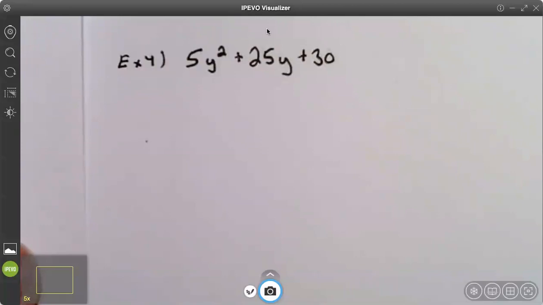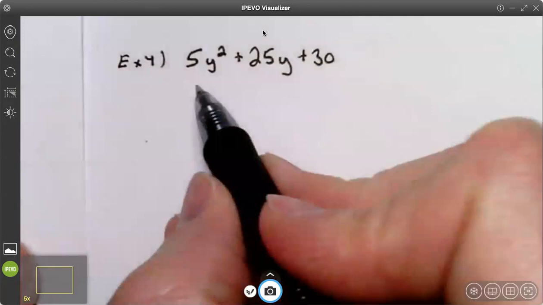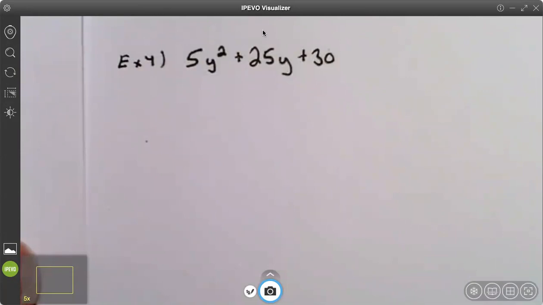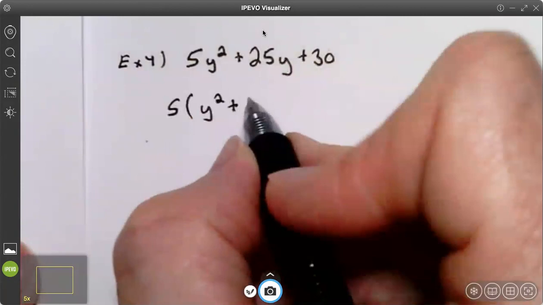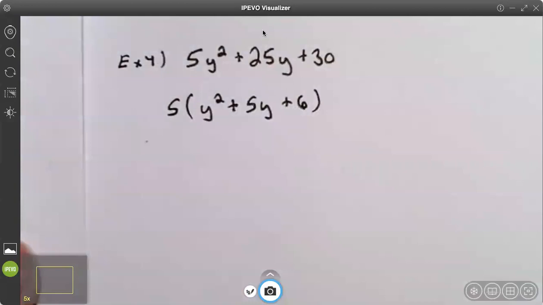Okay, so we did one with large numbers. Now let's do one where something different happens. If I swing this 5 over here and multiply it by 30, I'm going to get the wrong answer, because the first thing you always, always have to do when factoring is look for a greatest common factor. This has one. It's 5. 5 goes into all these numbers. So when I factor out my 5, I'm left with y squared plus 5y plus 6. You always have to factor out the greatest common factor first.